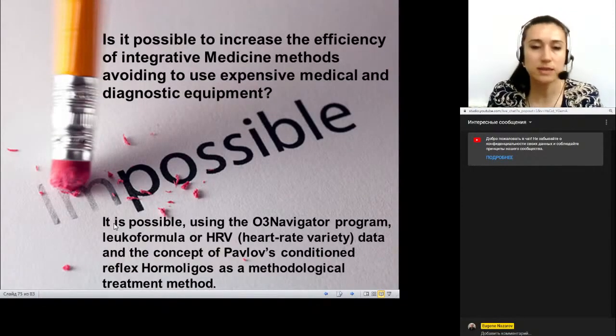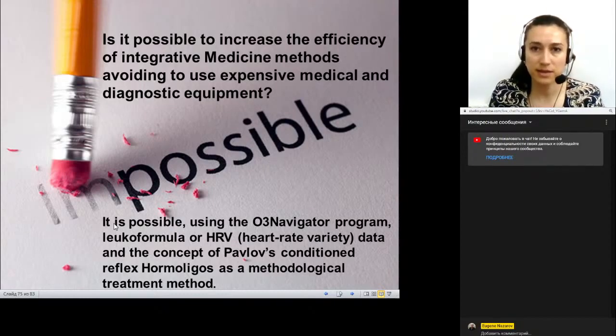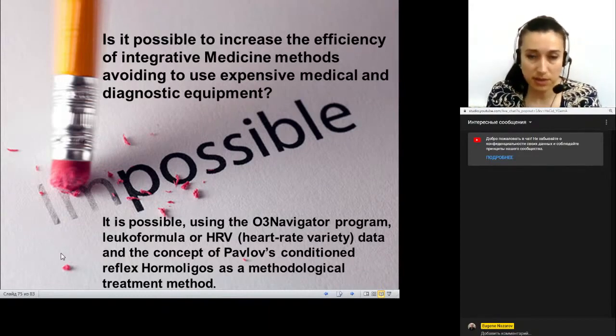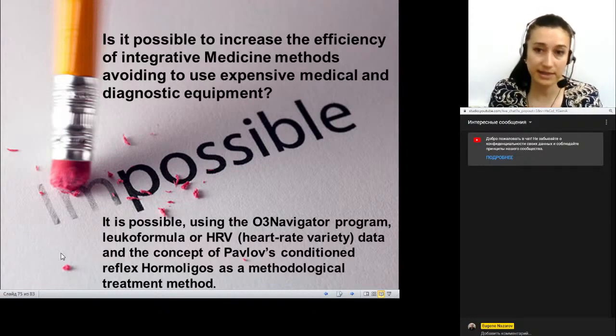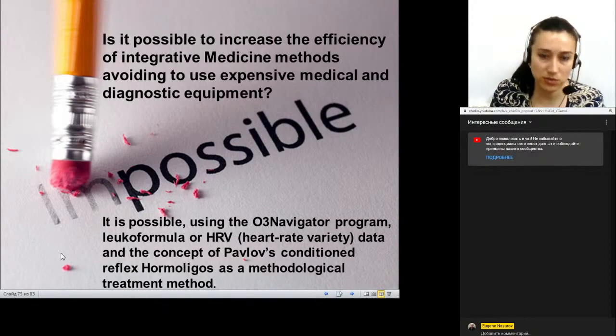So let's answer the question: is it possible to increase the efficiency of integrative medicine methods and avoid the use of expensive medical and diagnostic equipment? Yes, it is possible, using our O3 Navigator program, leukoformula and heart rate variability data, and the concept of Pavlov's conditional reflex as a methodological treatment method.